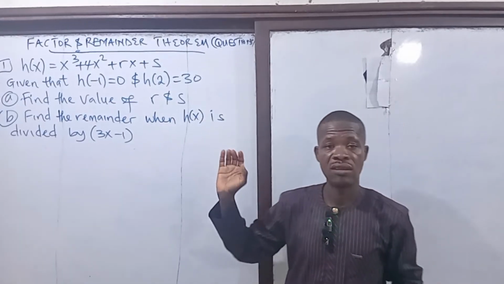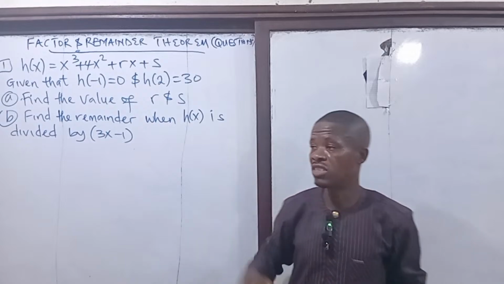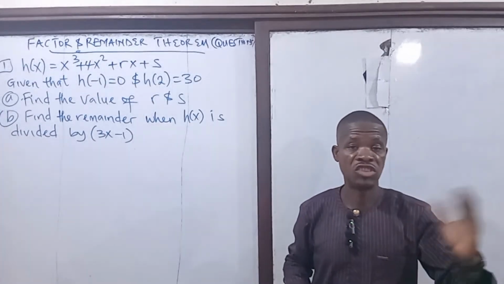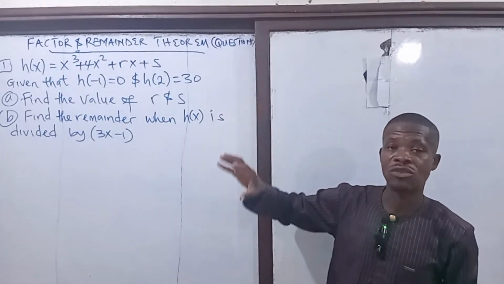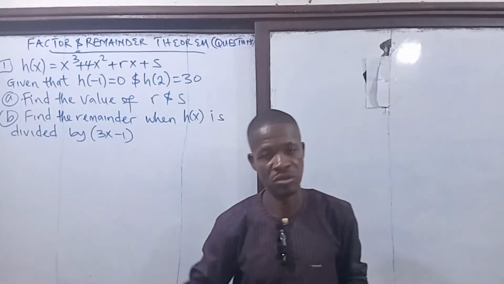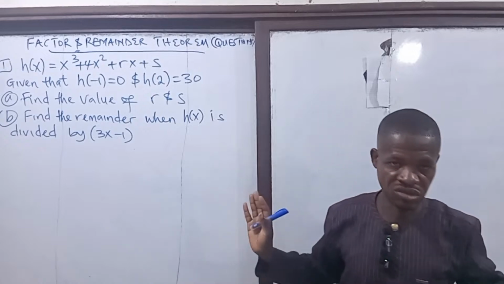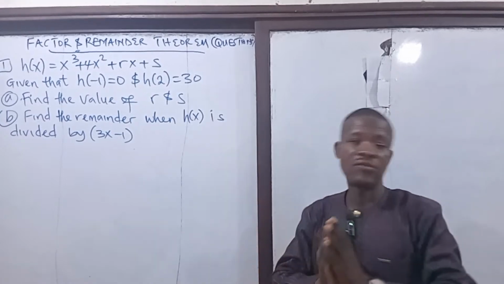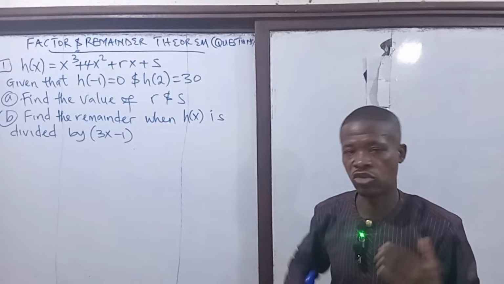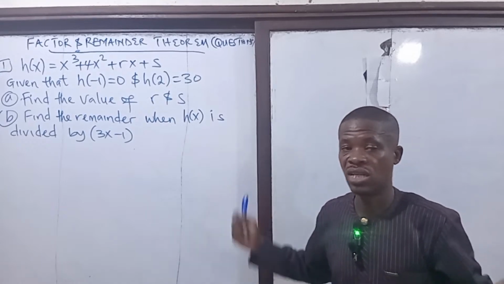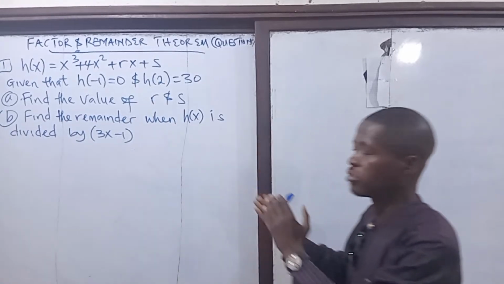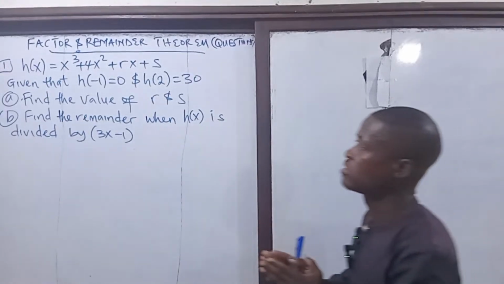We are looking at the continuation of the series on algebra and functions, and then we are taking factor and remainder theorem. We're taking questions. The foundations have been laid, so we're going to be looking at that series of questions, and then we end the topic. Go straight to the solution of this question.